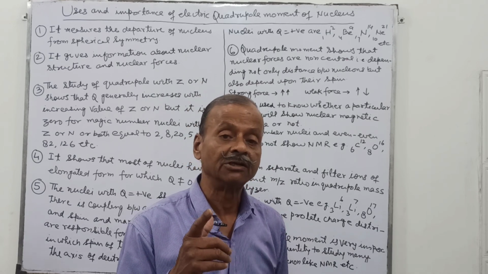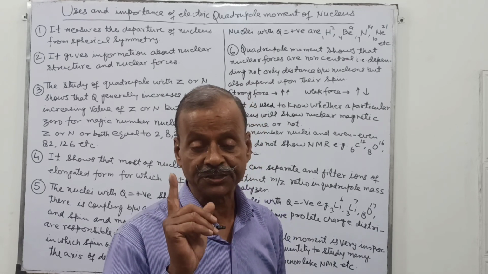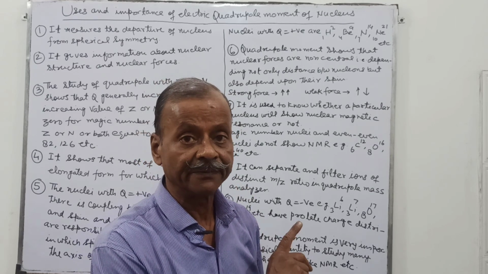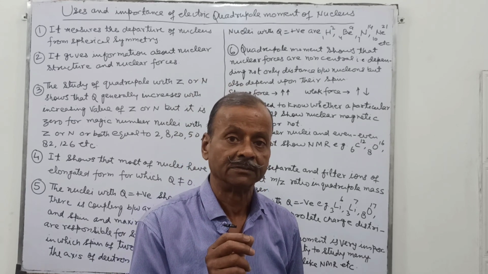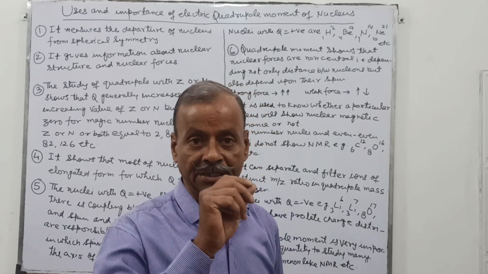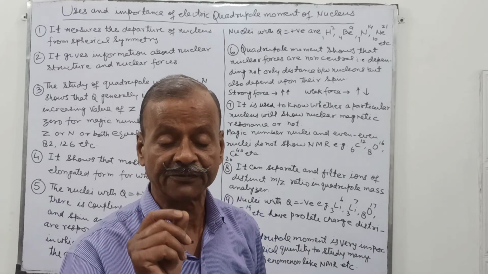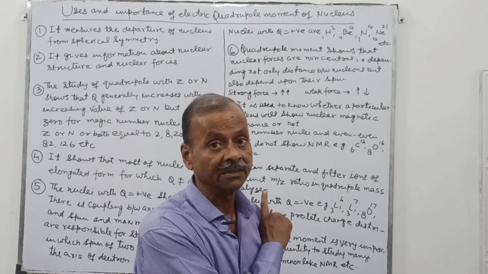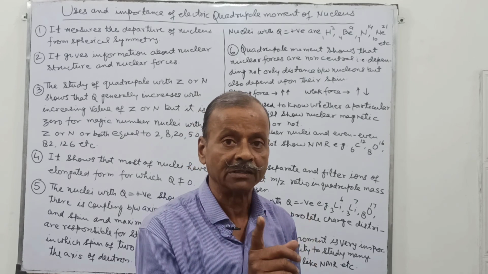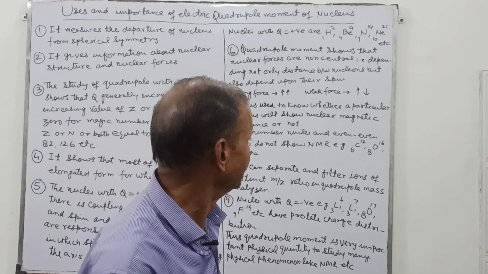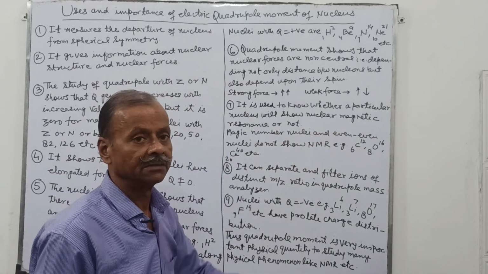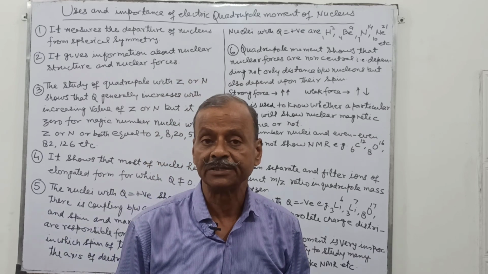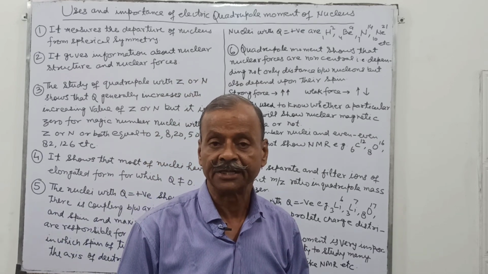Here also, since the nucleus has a motion, that is the spin motion, because of that it has its own frequency. If the applied magnetic field is changing with time, so that it has a frequency, and the frequency of the applied magnetic field and the frequency of the nucleus are equal, then resonance takes place. This is called nuclear magnetic resonance. So this quadrupole moment also tells us whether the nucleus will show nuclear magnetic resonance or not.